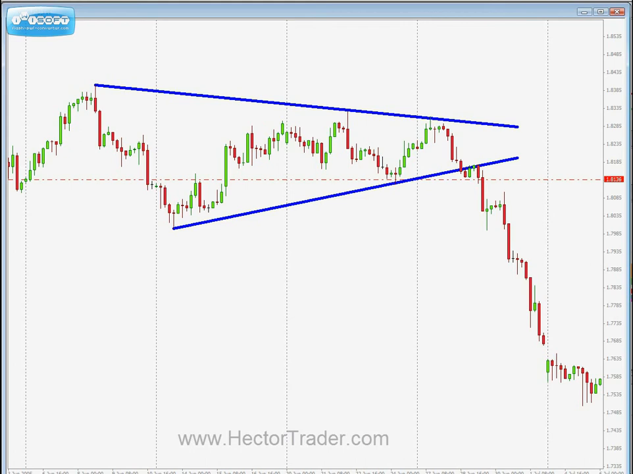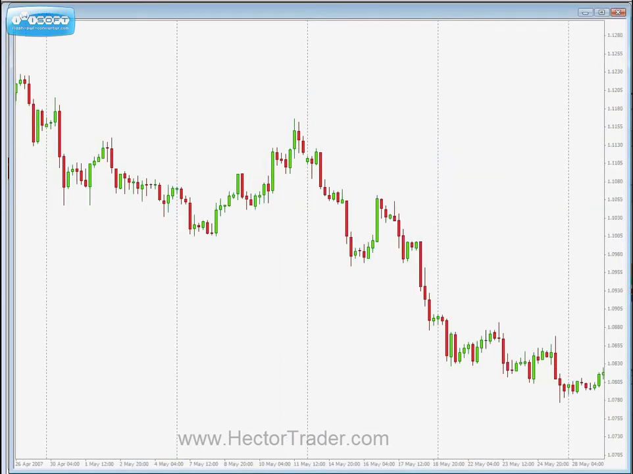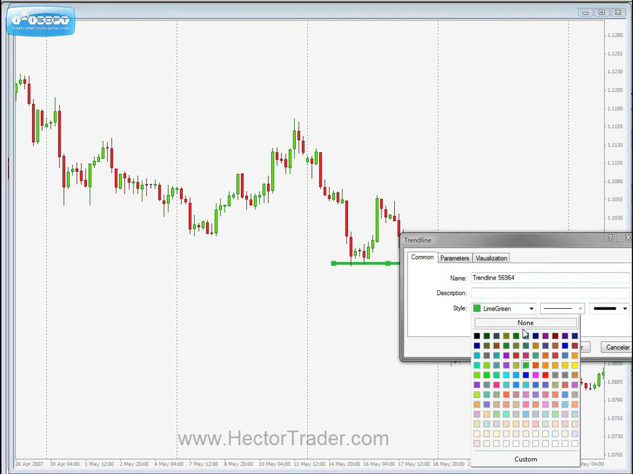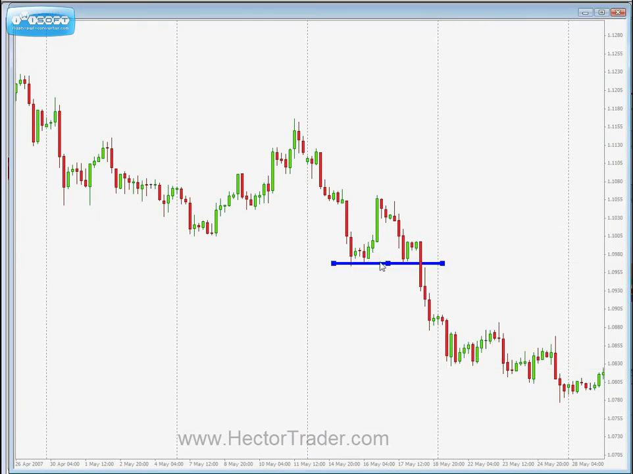Now I'm going to show you another type of triangle. Remember that at the beginning of this video I was talking about flat bottom and flat top triangles. Well, in this case I'm going to show you a flat bottom triangle, which is marked here on my screen. I'm going to mark it in blue. That would be the bottom of this triangle, and then marking the top band of that triangle. Okay, there we have it.